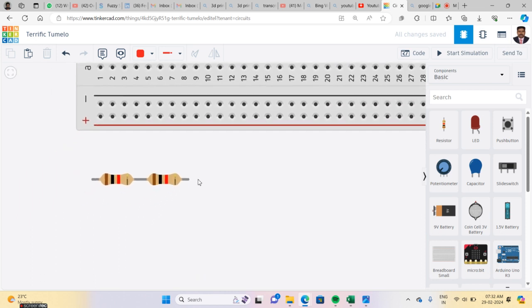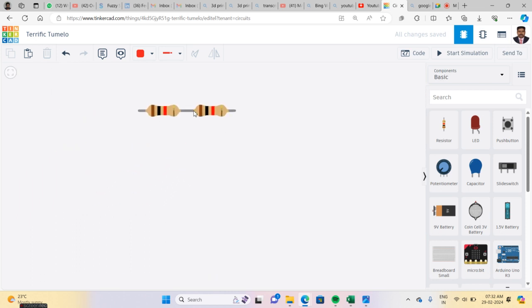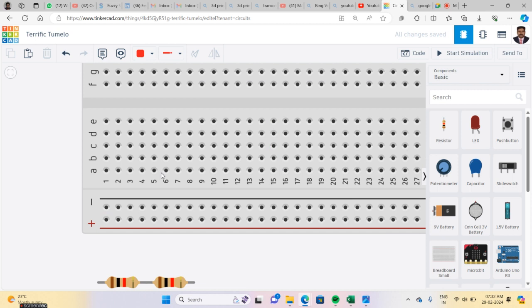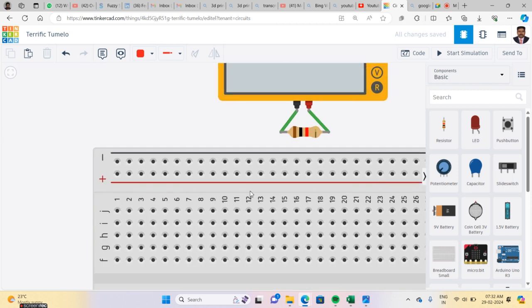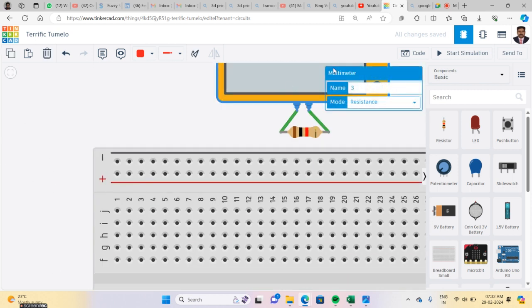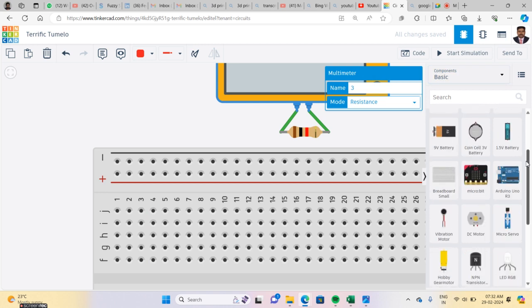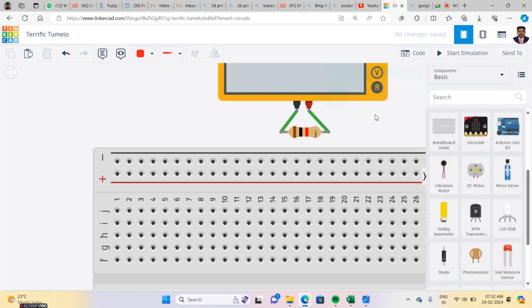Okay. Now the resistors are in what? Series combination. 1000 ohm and 1000 ohm. What will be the total resistance you will get? 2000. So we are supposed to get 2000. Okay, so we will check what we are getting.